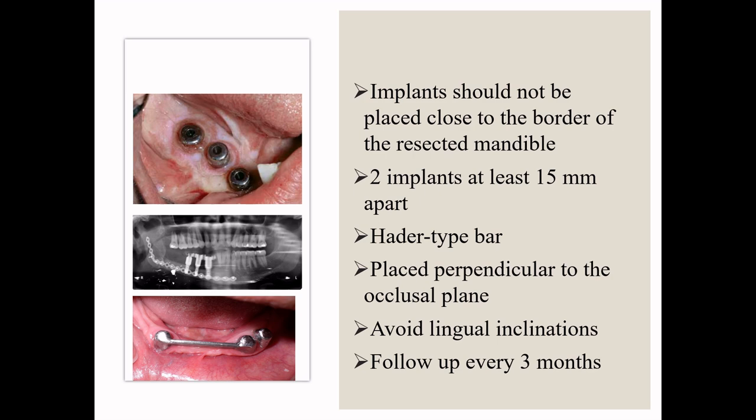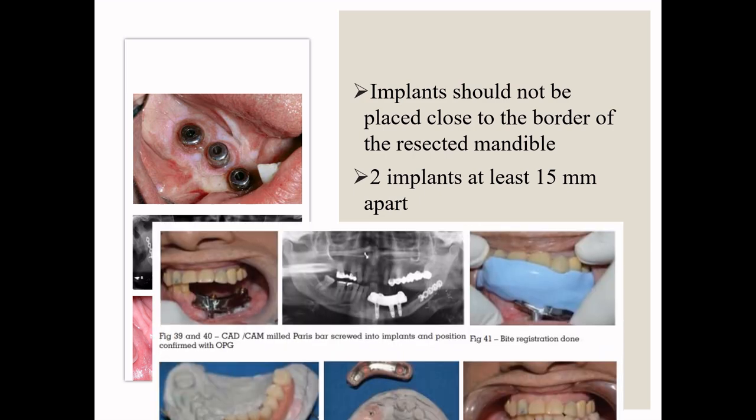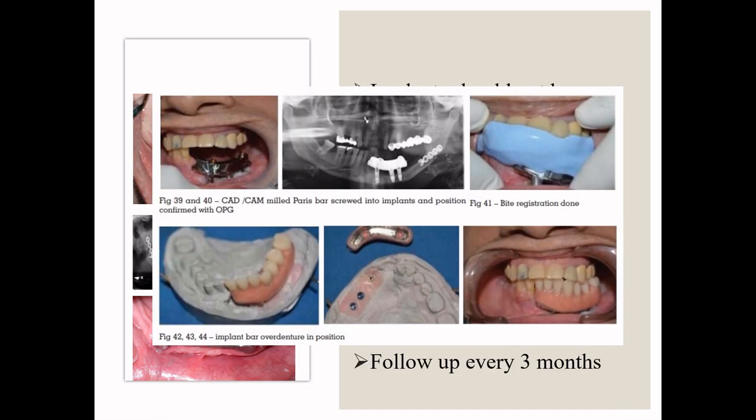Then the bar is cast and verified orally, and then the prosthesis is completed using conventional laboratory methods. And these patients should be followed up every 3 months to ensure compliance with the prescribed oral hygiene measures. So here you can see a case where they have inserted a CAD/CAM milled bar attachment apparatus and then verified the position using a radiograph, and then the bite registration done, and this bar retained implant overdenture has been fabricated.